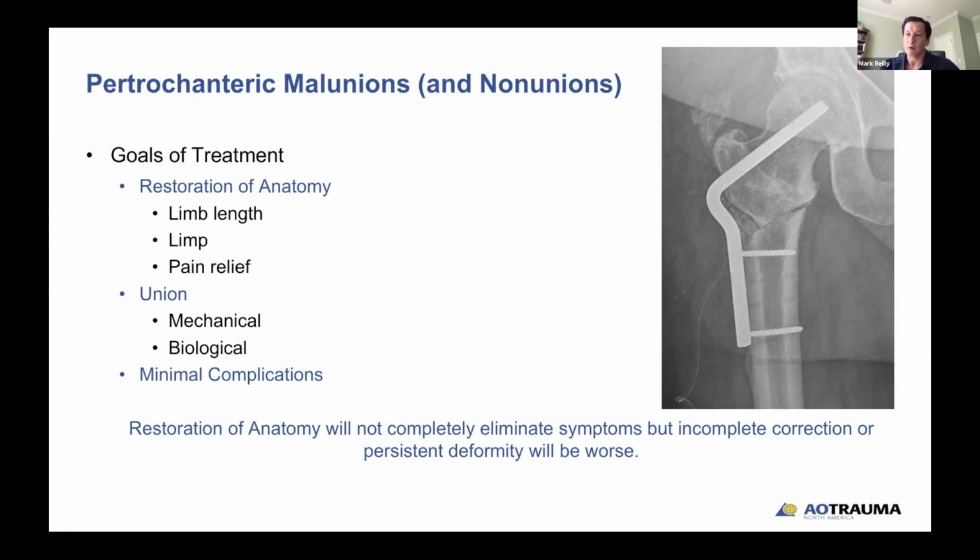I think it's important to tell patients that the restoration of the anatomy is unlikely to completely eliminate their symptoms, but we have to believe that an incomplete correction or leaving persistent deformity has got to be worse than making their femur as close as possible to the shape that it was before it was injured.